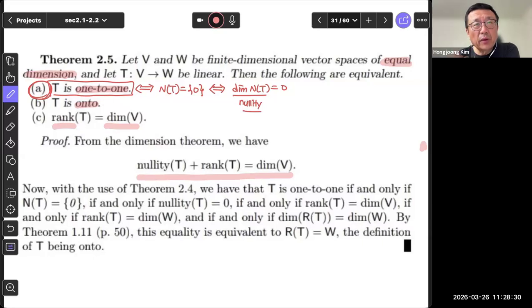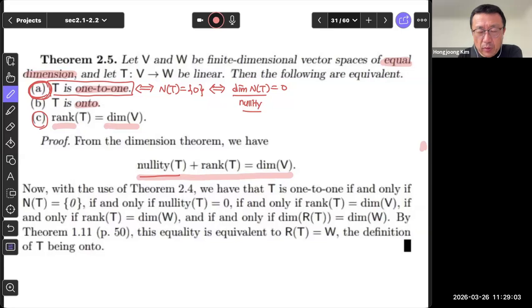Now, since we have the dimension theorem, if the nullity of T is 0, then the rank and the dimension of the domain must be the same. So if A is true, then C will be true. And if C is true, then the nullity of T must be 0 from the dimension theorem, and the mapping must be one-to-one. So A and C are equivalent, as you can see, right?